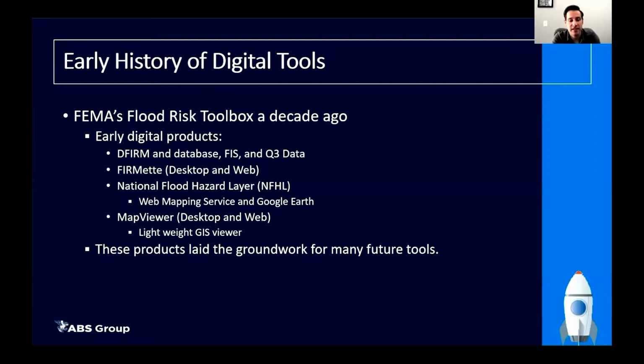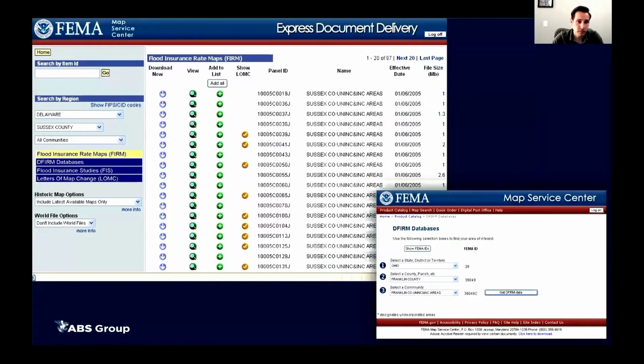digital, spatial data sets to get out to folks, whether it was in the field or whether you had an internet connection or not. They created a lightweight GIS viewer called the Map Viewer. And these products really laid the groundwork for today. And really most of these products are still available, but have been enhanced. So I just want to reminisce a little bit on what some of the older products looked like.